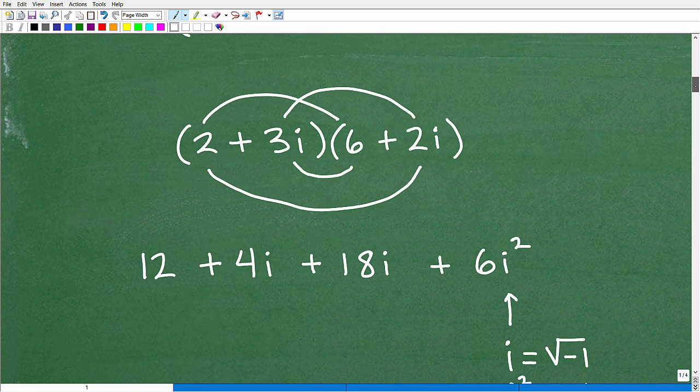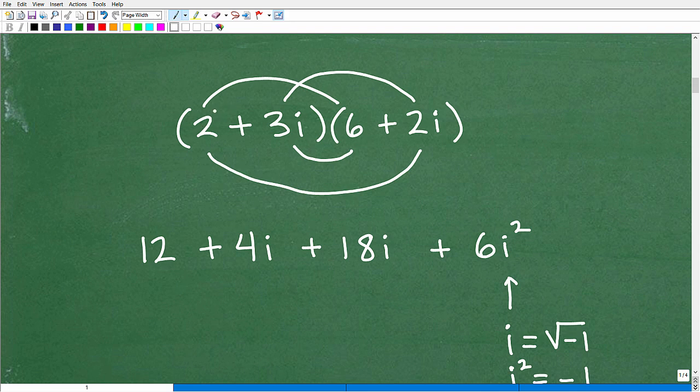So let's go ahead and do that now. We have 2 plus 3i. Here, 2 times 6 would be our first. I'll put the FOIL right here, which helps you, but if you just know how to multiply binomials, that's fine too. So first, 2 times 6 is 12. Then the outer is 2 times 2i, which gives us 4i.